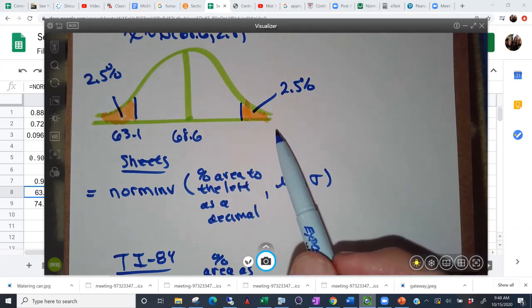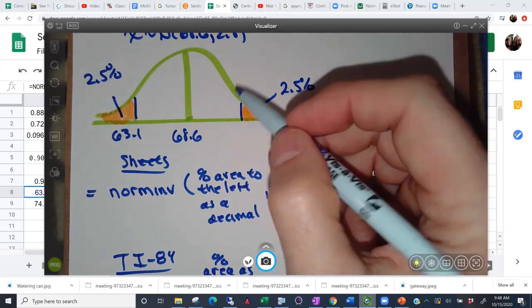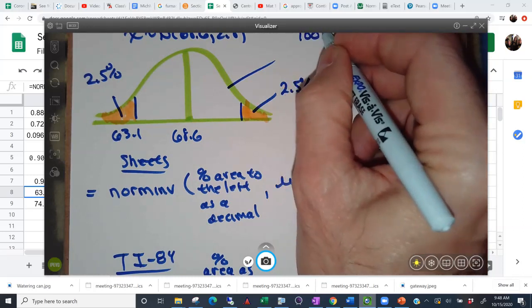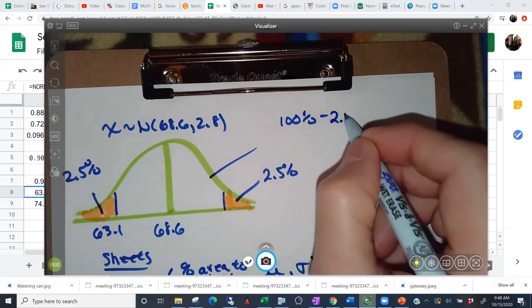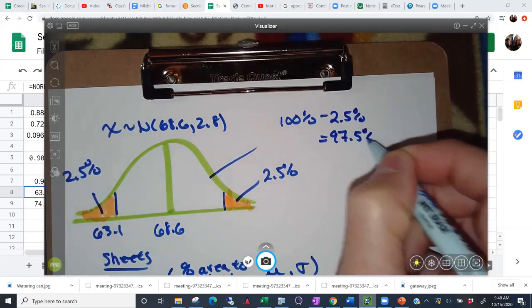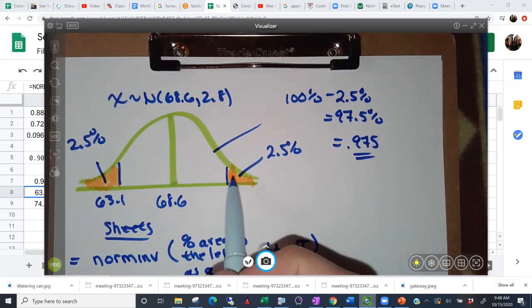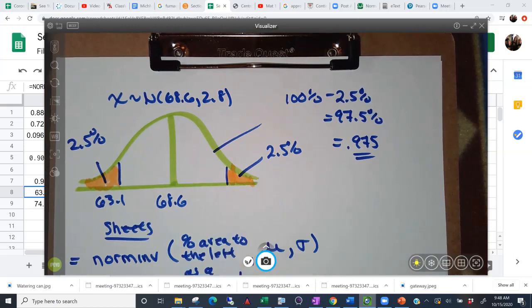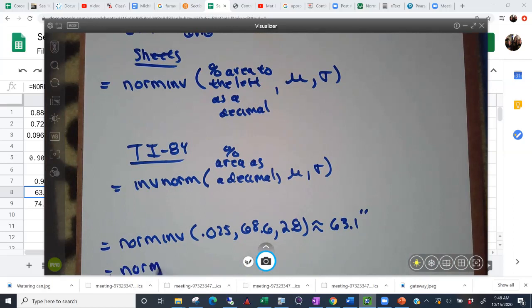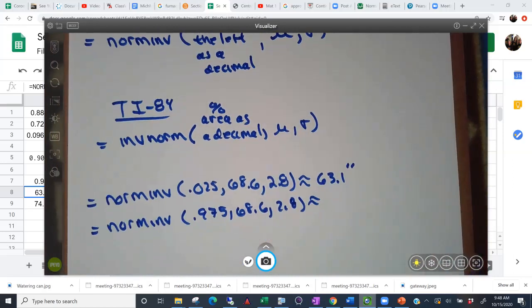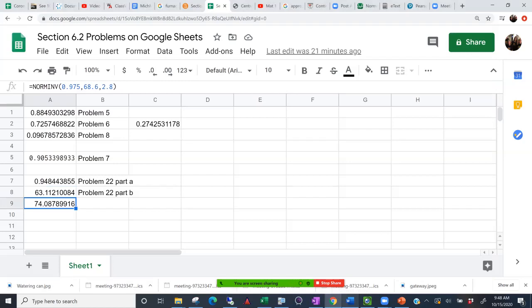Would you do 0.975? Ah, beautiful. So for the second part, you take 100% minus 2.5%, which equals 97.5%, or as a decimal, 0.975. That's the area to the left. So if you've got 2.5% in the right tail, 97.5% of the area is to the left. So well done. Norm inverse of 0.975, comma 68.6 and 2.8. Let's see how we did on that one. You should be getting about 74 something. So you're getting about 74.1? Yes. Nice.